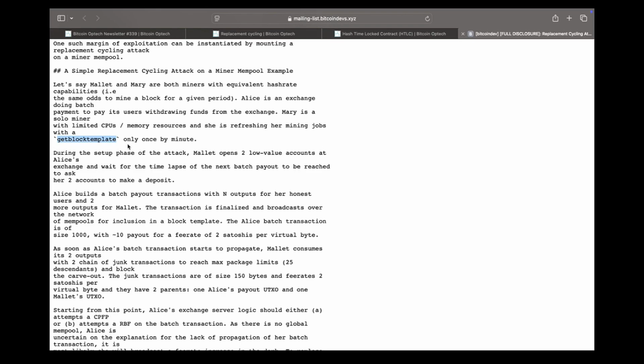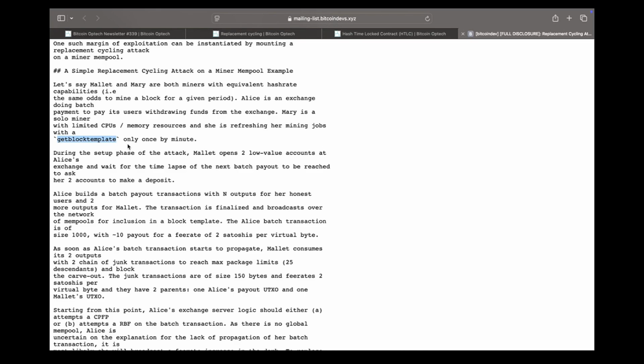So your datum software or your Stratum v2 software is constantly instructing your Bitcoin node to furnish new templates, right? Let's assume that Mary is a home miner with limited CPU resources, such that her datum or Stratum v2 software is instructing her Bitcoin node to create a getblocktemplate just once in a minute, right? So we have three characters to understand this attack.